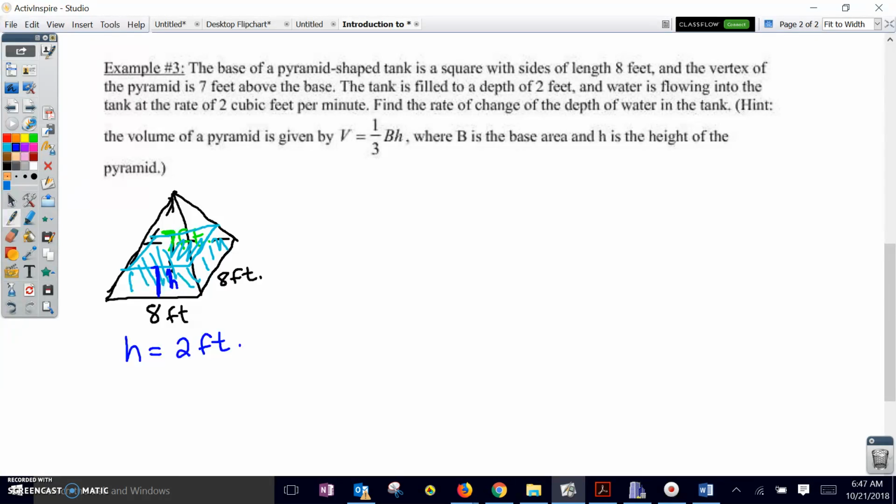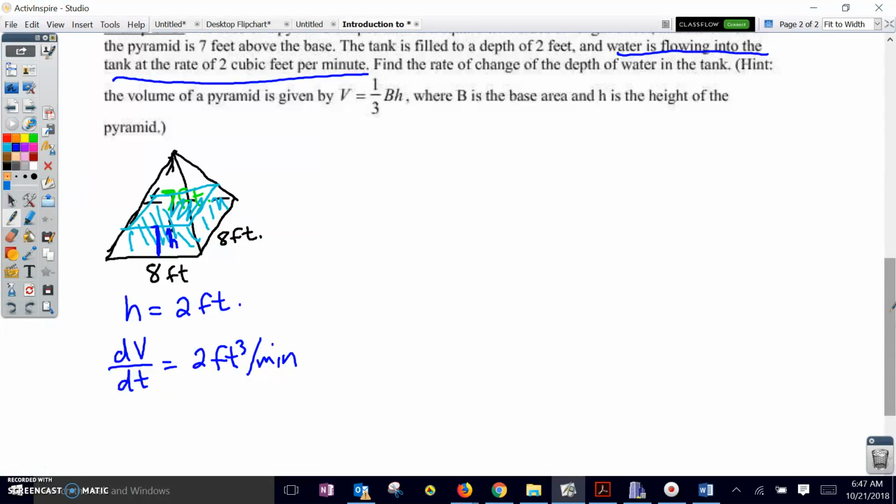We have that the water is flowing into the tank at a rate of 2 cubic feet per minute. That's the change in volume. So dV/dt is going to be 2 cubic feet per minute. And we are looking for the rate of change of the depth of water in the tank. So we're looking for dH/dt.